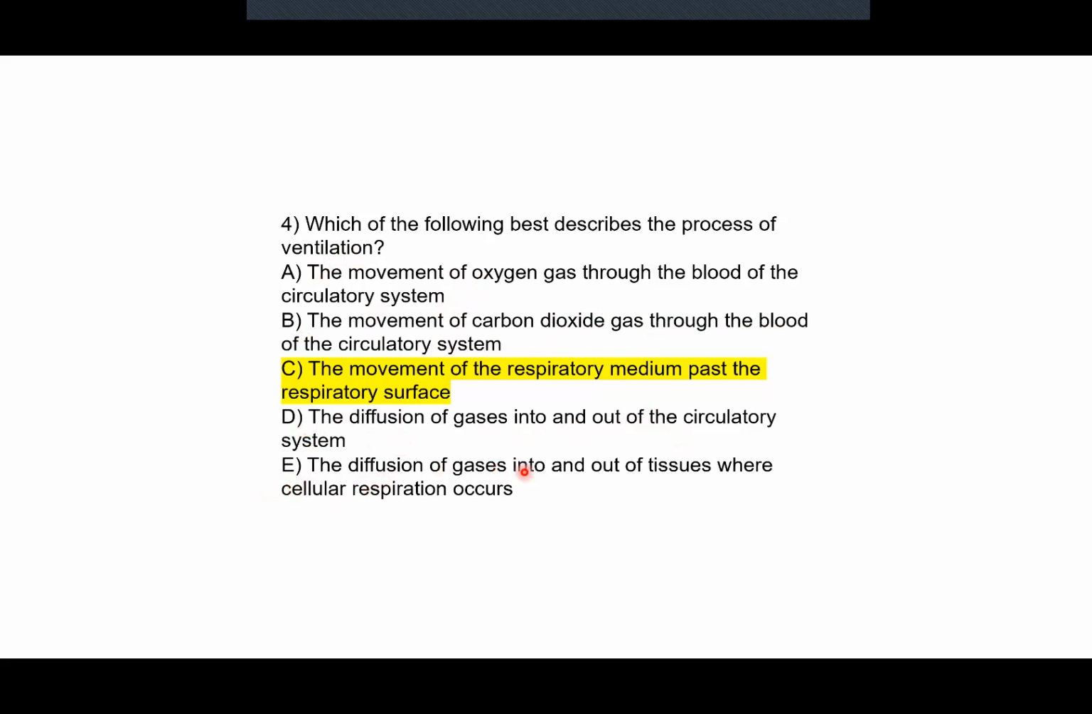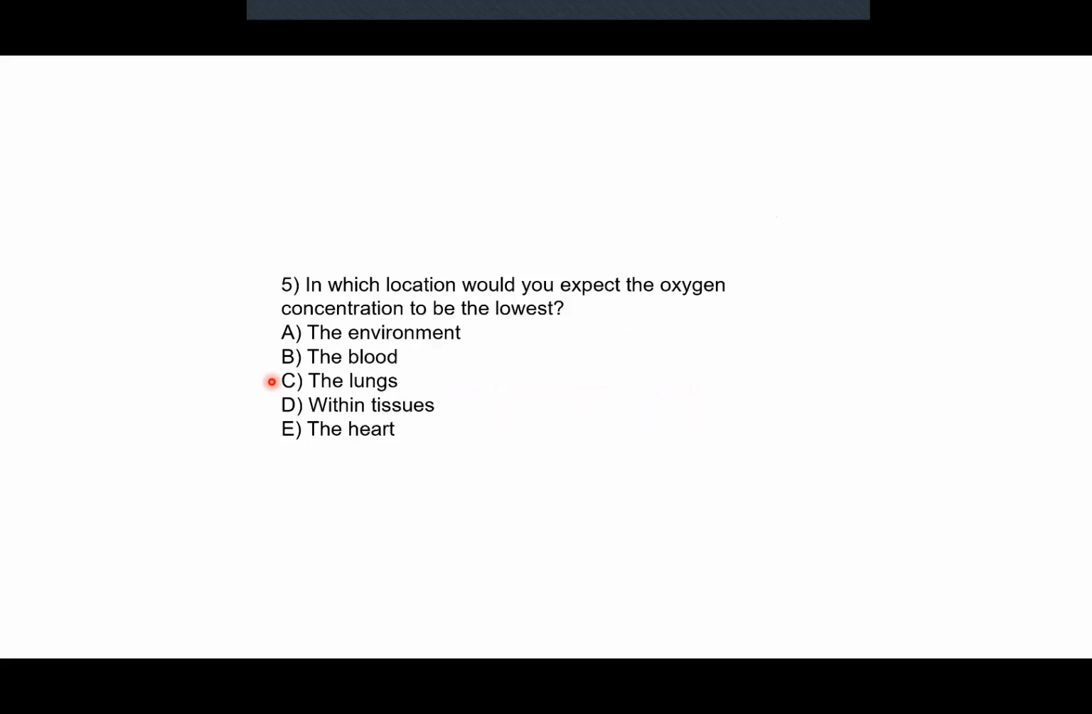And then E, the diffusion of gases into and out of tissues where cellular respiration occurs. Well, that's the last step. Ventilation is the first step. So the quantity of air, the quantity of oxygen has to enter through the mouth or the nose into the trachea and go to the lungs. So the answer is C.